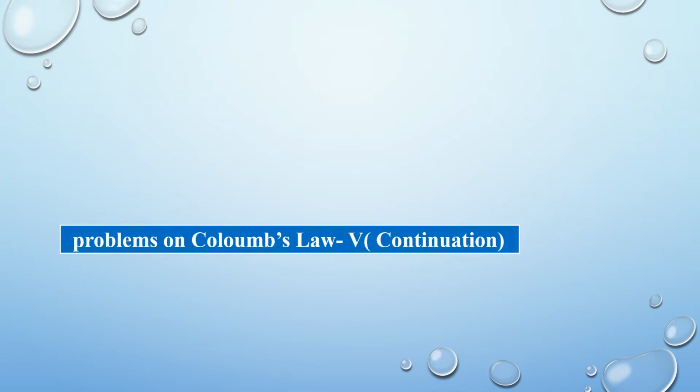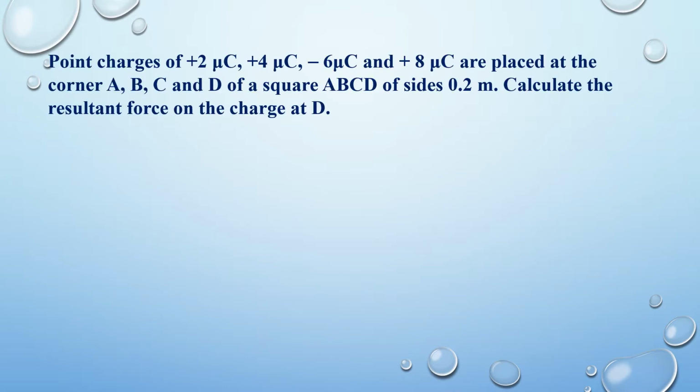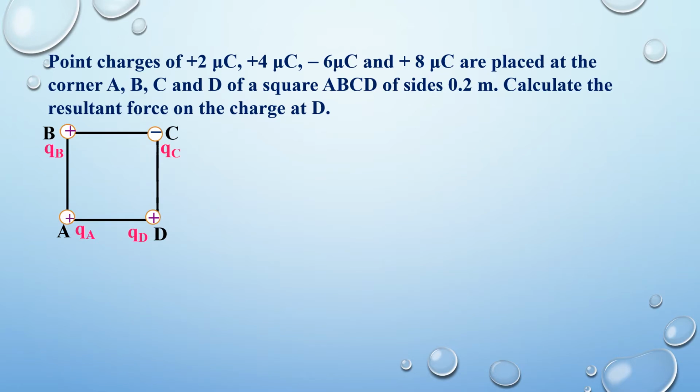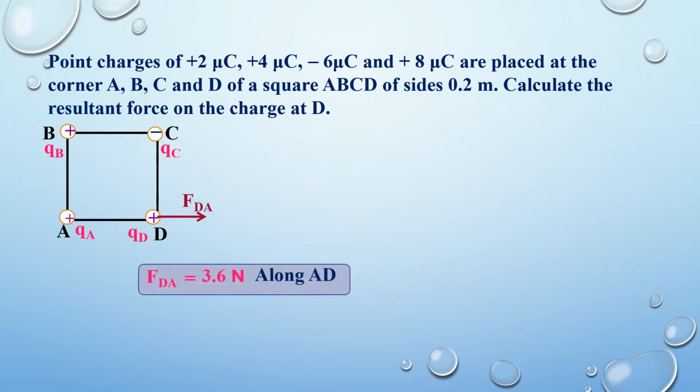We are continuing with the problem where we had stopped. So the continuation of the previous problem where you have to find out what is the resultant force on charge at D. From here we have already found out what is the force acting on D due to A, which was 3.6 Newton, and it was known that this force was along AD.